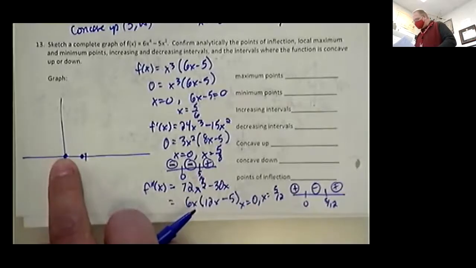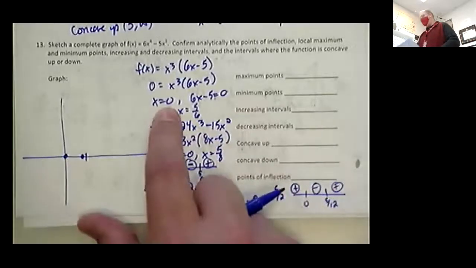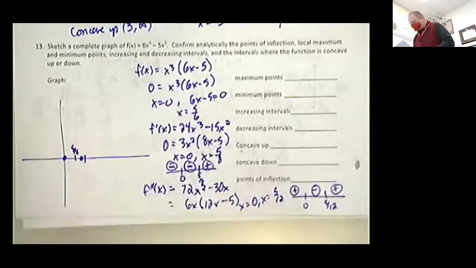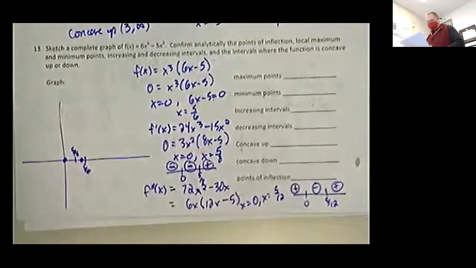We also know we have to have a max and min where the first derivative is 0. Well, the first derivative is 0 at 0, and we already know that's a point of inflection. So that means our max and min had to occur at 5/8. So here's 5/8. So there has to be a minimum in there. We know this is a positive function. It's going up and up. So that'd be our point of inflection.